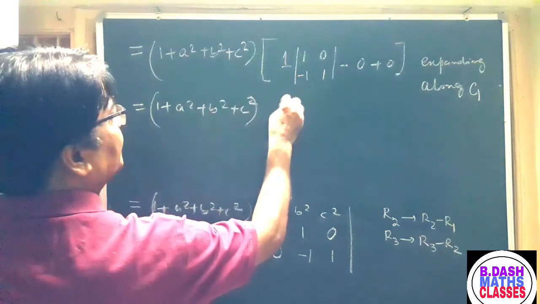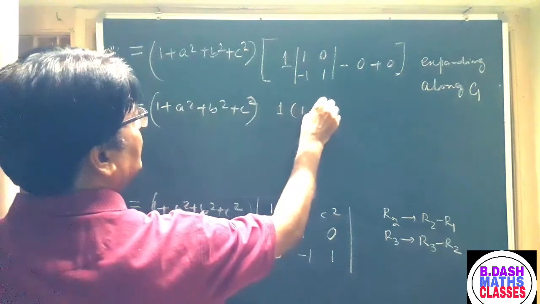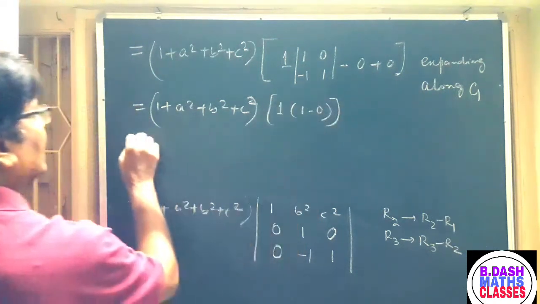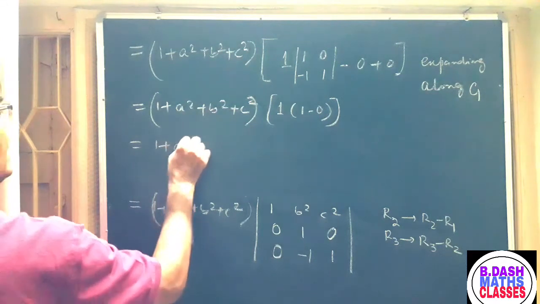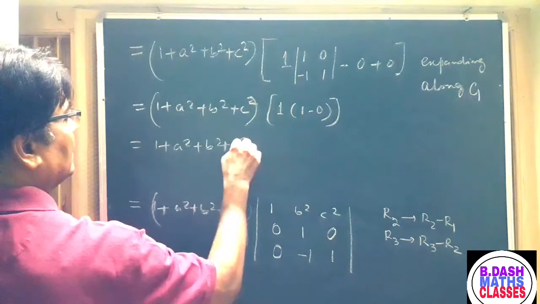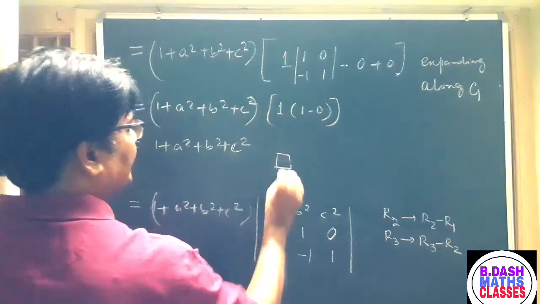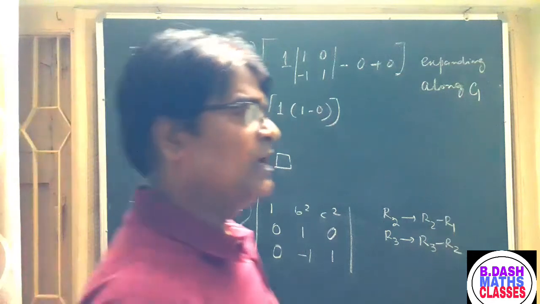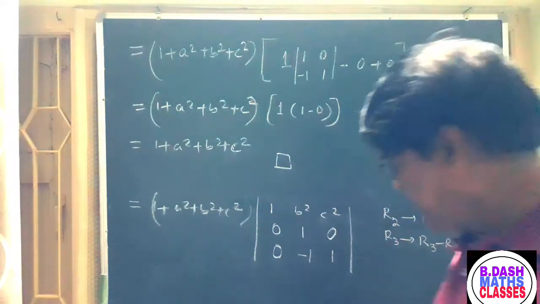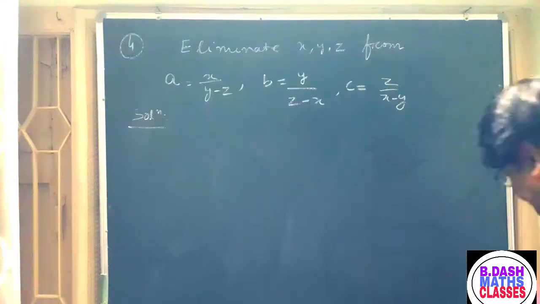This is 1 into 1 minus 0. That means 1 into a square plus b square plus c square. So proved. The third problem is solved. Next, let us proceed to the next problem.